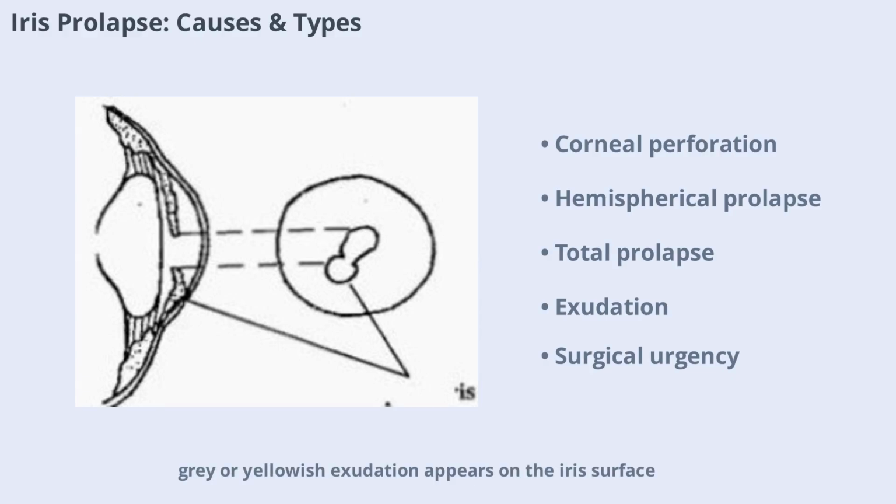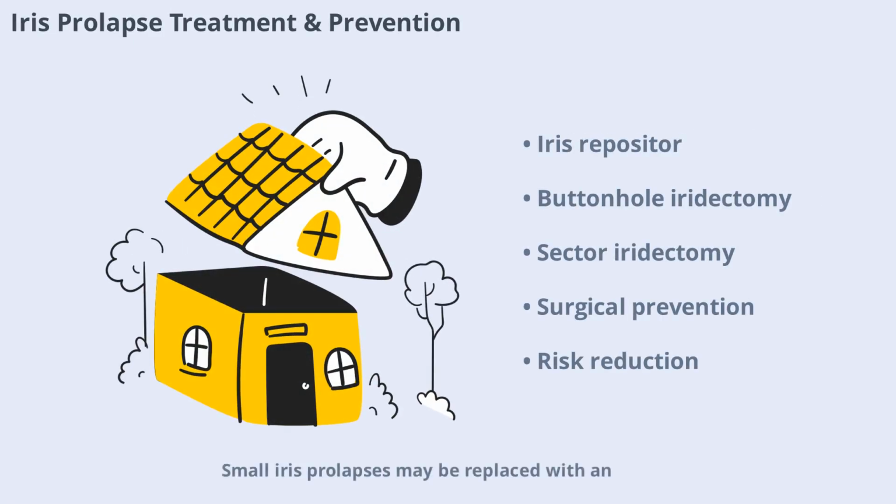Soon after prolapse, gray or yellowish exudation appears on the iris surface. Prompt surgical intervention is essential to prevent further complications. Small iris prolapses may be replaced with an iris repositor or require peripheral buttonhole iridectomy under anesthesia. Large prolapses necessitate sector iridectomy, excising the iris up to the pupillary margin.